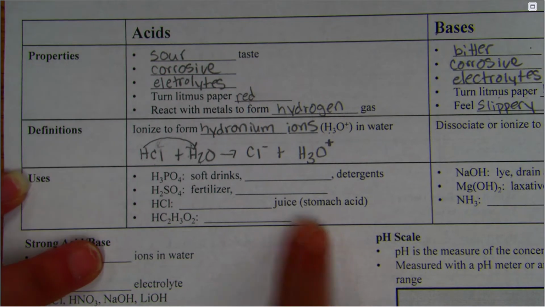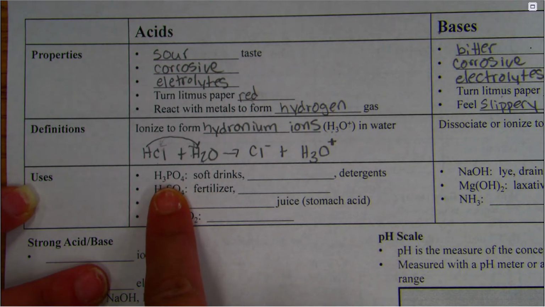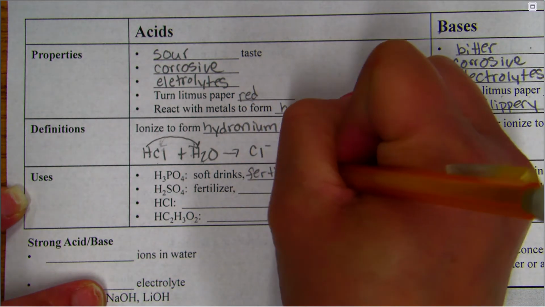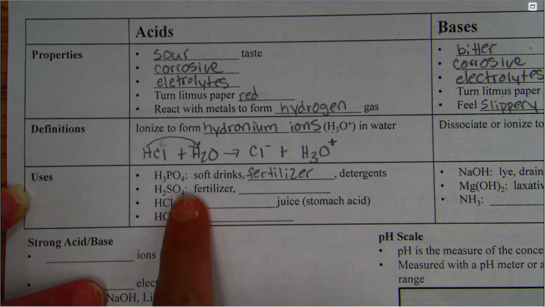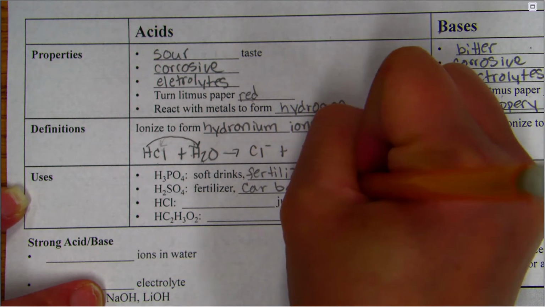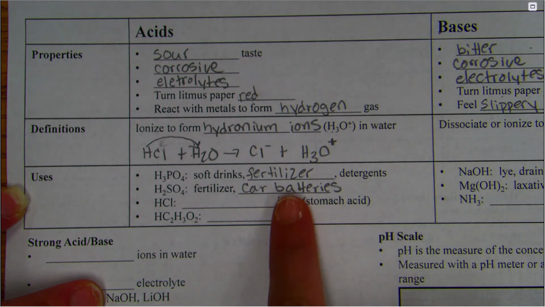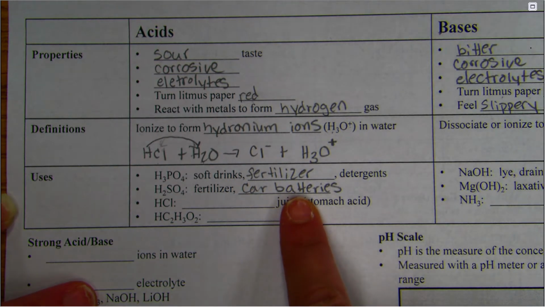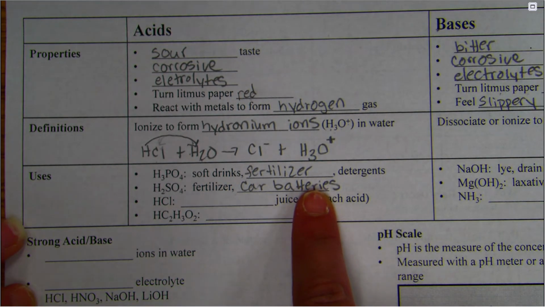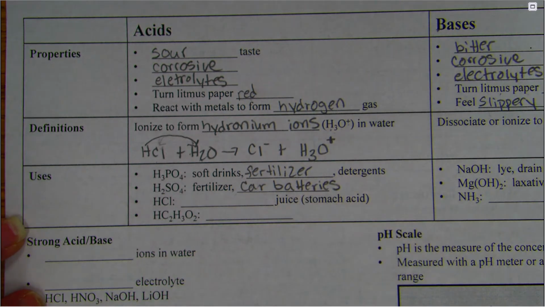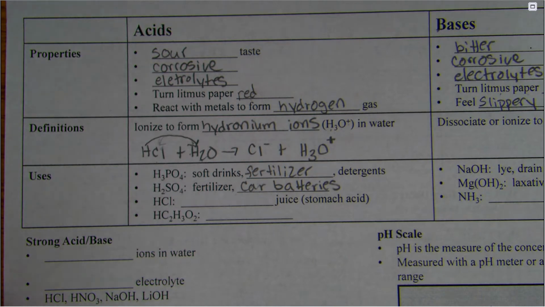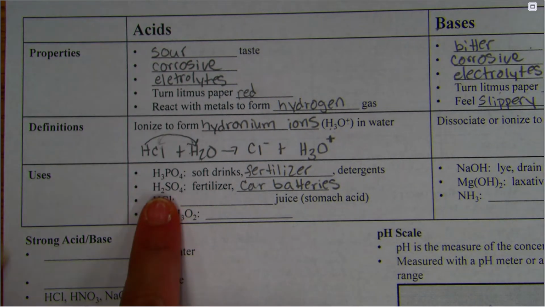So let's look at some uses real quick. Phosphoric acid is found in soft drinks. It's also found in fertilizer for our yards and gardens, and in detergents. Sulfuric acid is found in fertilizer and in car batteries. Sulfuric acid is a really strong acid as well. So it's not safe to mess with batteries, especially car batteries, because of the high concentration of acid in there, and it can get on your skin and burn you. This is one of the reasons why we want to get rid of batteries properly, because there's a lot of toxic metals in there, and then again the acid.